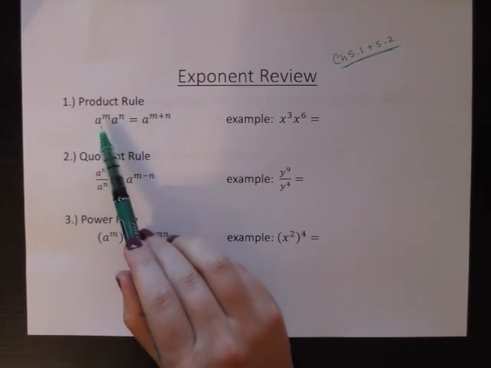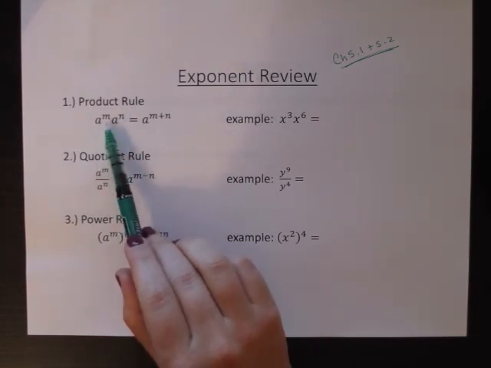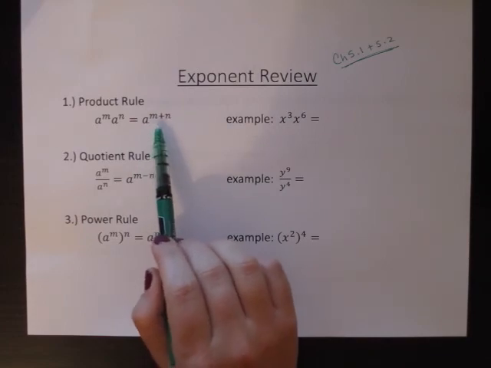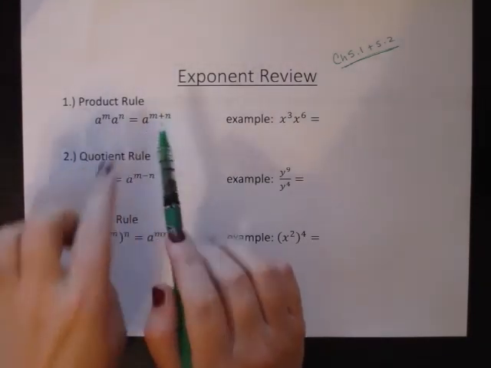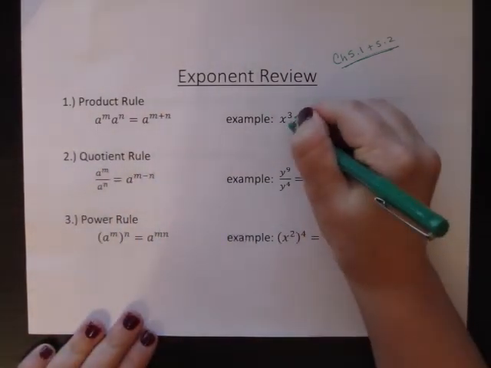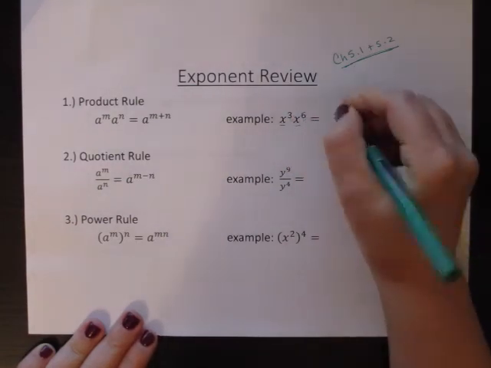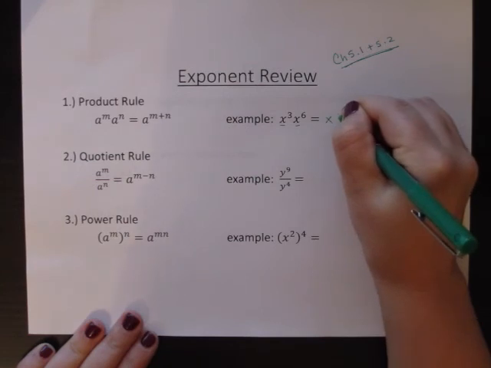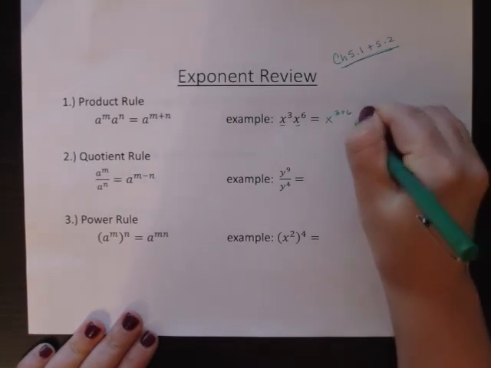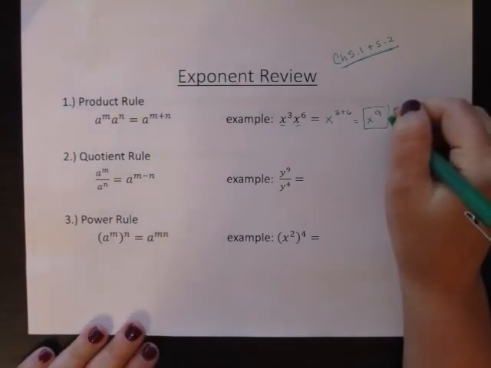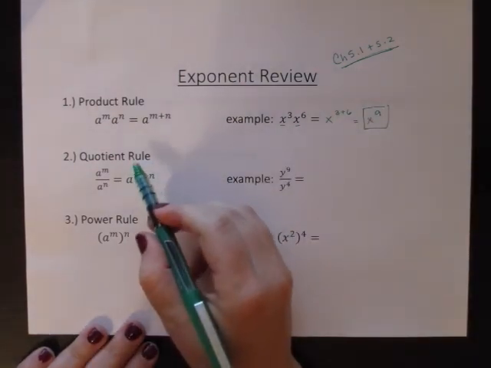So the product rule is a to the m times a to the n equals a to the m plus n. So you keep the base and you add the exponents. So if you have x to the third times x to the sixth, my bases of x are the same, so I keep it. And then I add my exponents, so 3 plus 6, so that would be x to the ninth.